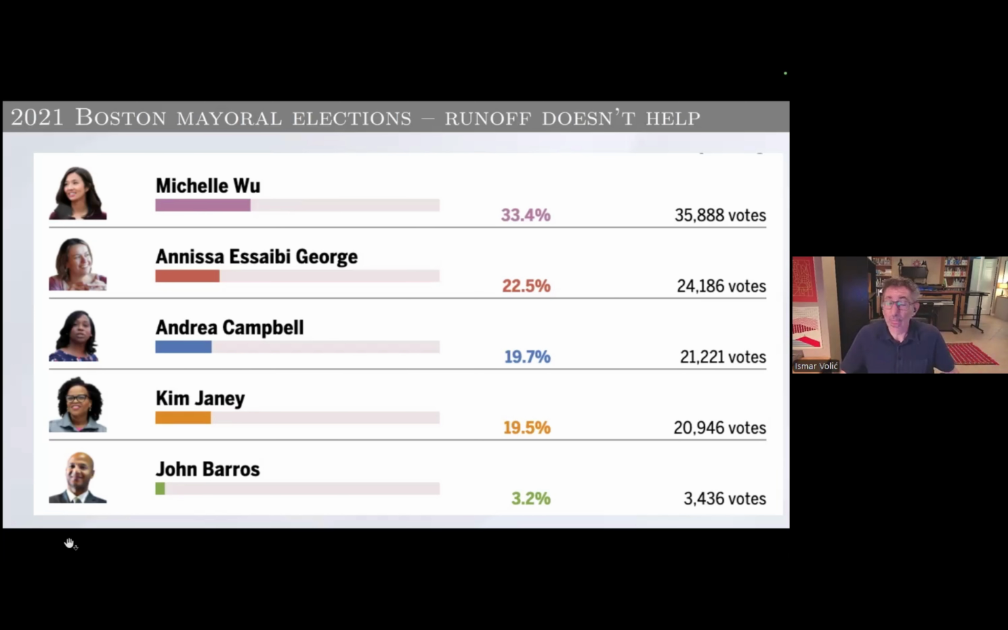We don't know. One thing we do know for sure is that the guy in fifth place, Jon Barros, was definitely a spoiler for Andrea Campbell. In other words, if he wasn't on the ballot, his voters would have mostly voted for Andrea Campbell, and that actually would have again given Campbell enough votes to place second. And then she would have gone into the runoff election. And then maybe the result could have been different.